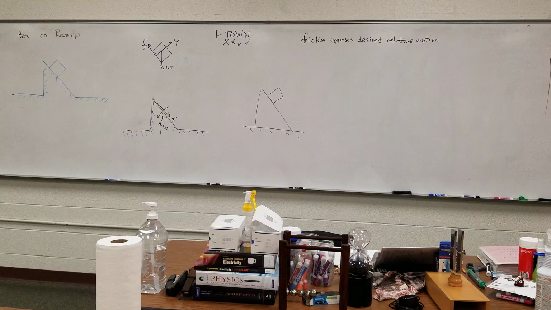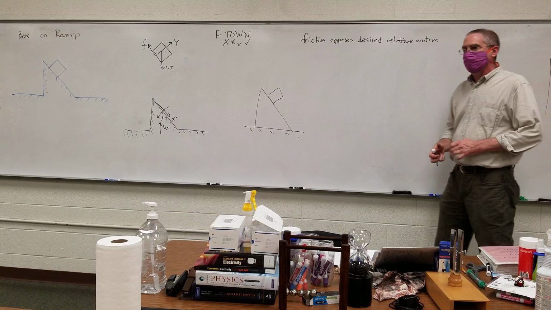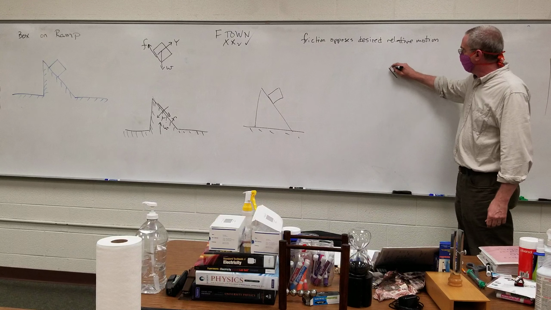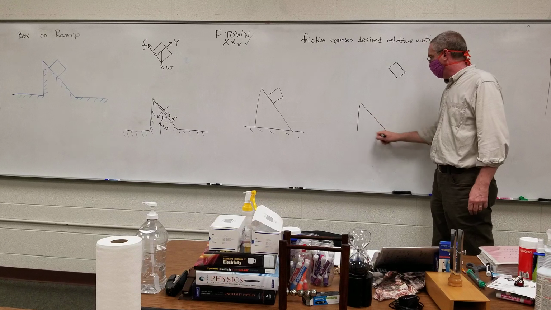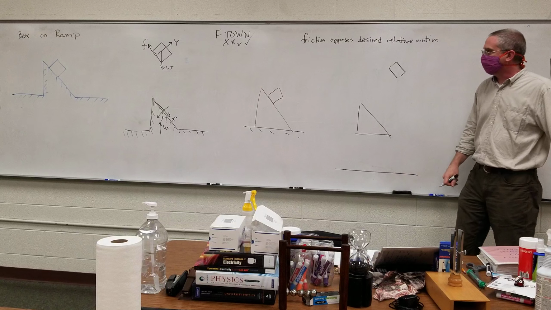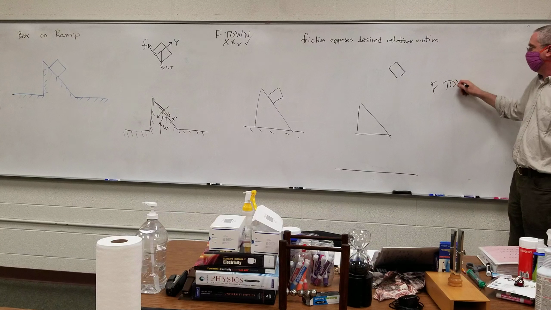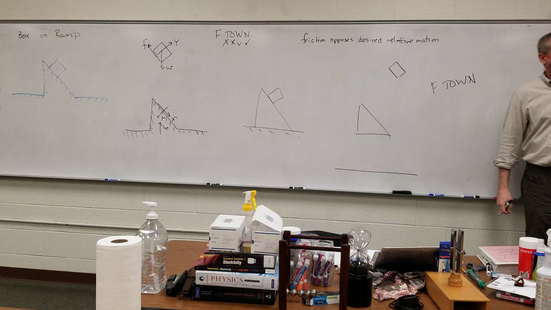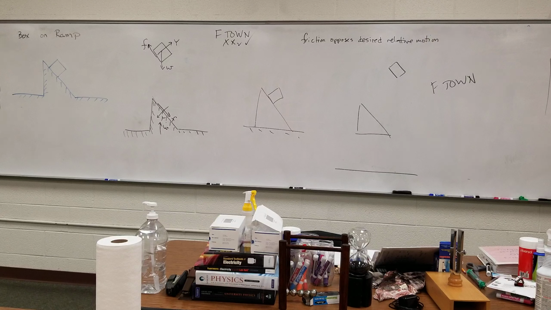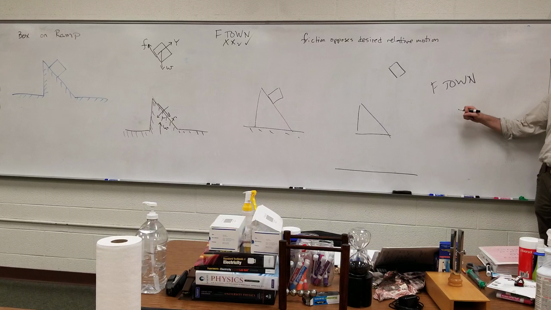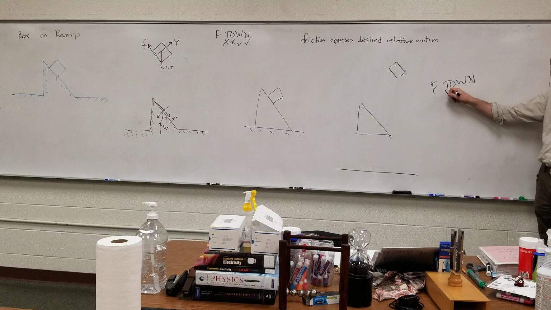Ramp, ground, mass. So we're now dealing with three objects. I've got my box, I've got the ramp, I've got the ground, and I got my checklist. What can we eliminate? Tension. I think someone just said it.